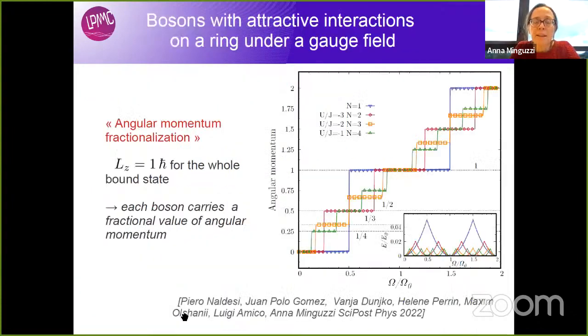So what does that mean? If we go back to the current in the lab frame, we see that angular momentum in this system of attractive bosons increases in small steps that are fractions of h bar. The total many-body bound state can carry one quantum of angular momentum, but that means that each boson has a fraction of angular momentum. So we call this angular momentum fractionalization, and it is an effect due to interactions.